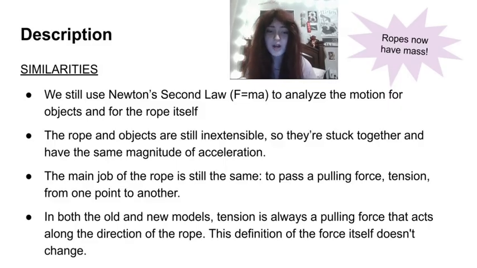And the overall job of the rope is still the same: to pass pulling force, tension, from one point to another. Essentially, we can still pull a rope. And in both the old and new models, tension is always a pulling force that acts along the direction of the rope. Our definition of force essentially doesn't change.